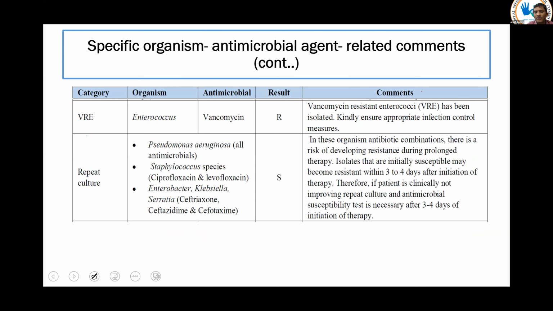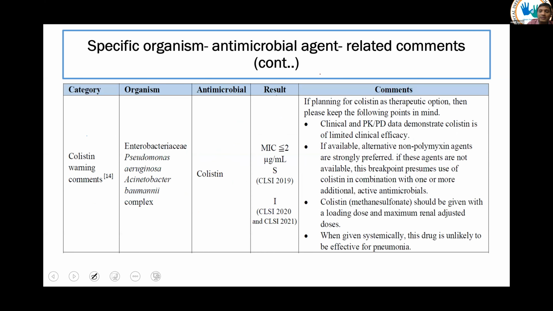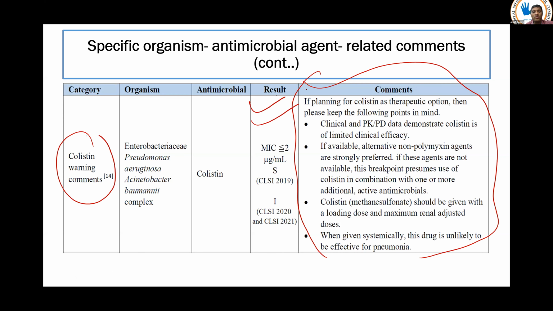We write infection control advices for all, and we write repeat culture comments if we have certain organisms which come frequently. MRSA, we discussed yesterday in Ketan's session. For MRSA vancomycin, if MIC is more than one, then this is the comment we write: you consider alternate therapy because vancomycin MIC is towards the upper end of the susceptible breakpoint. Renal adjustment comment always appears along with renal toxic antibiotics like vancomycin, colistin, and amikacin. Yes, we discussed this in the previous session. Colistin warning comment: this set of comments is always a part of our culture report whenever we report colistin.